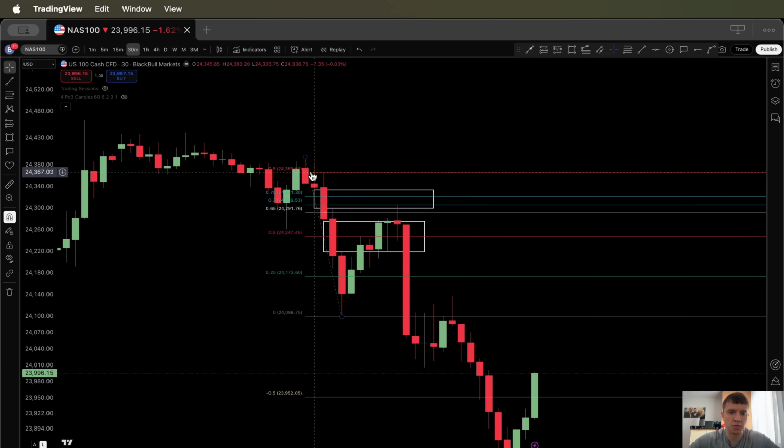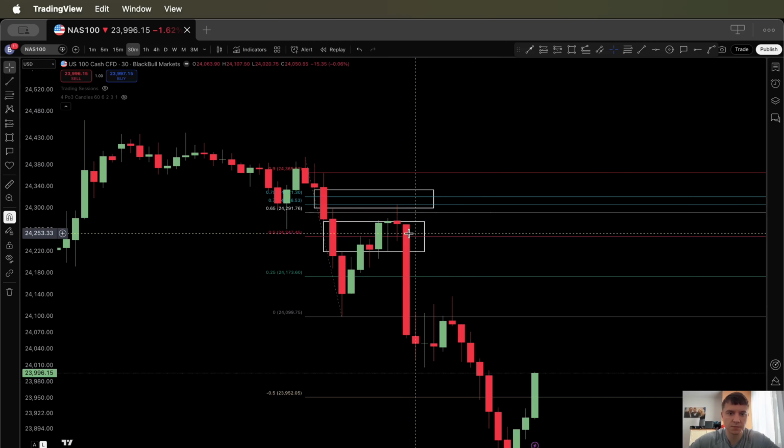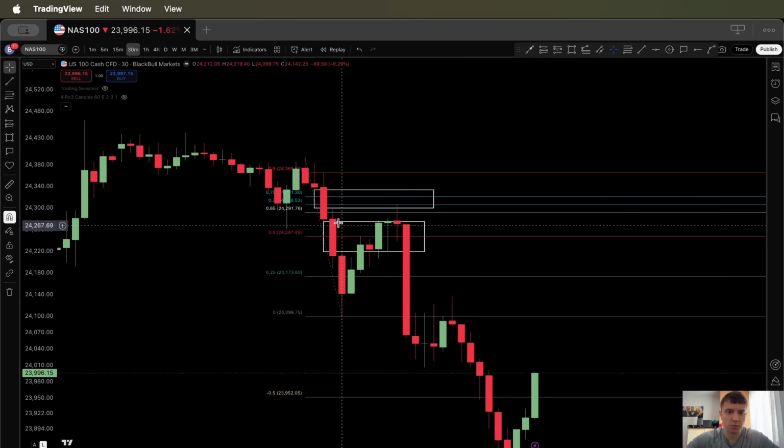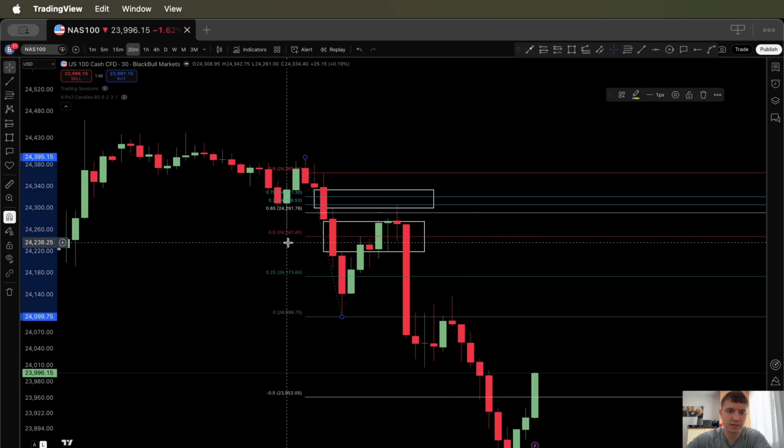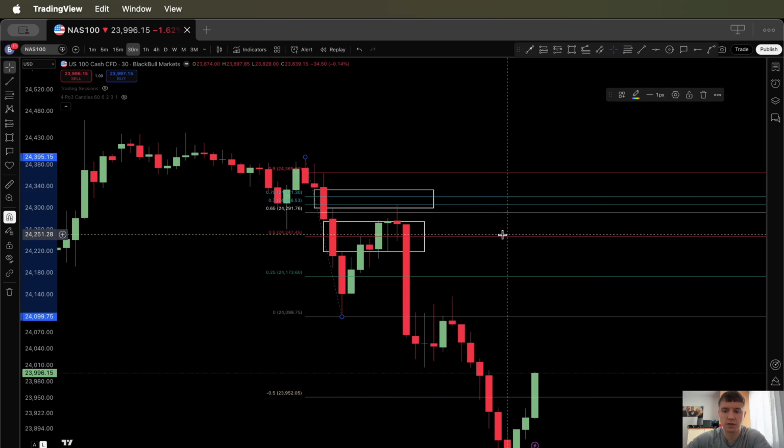So if you're a seller, you want to be selling in the premium. How would you get your premium? You go from the high to the low. You look for the equilibrium, which is the midpoint right there, and anything above the equilibrium is premium. So if you want to be selling, ideally you want to be selling above the midpoint, which is right there.